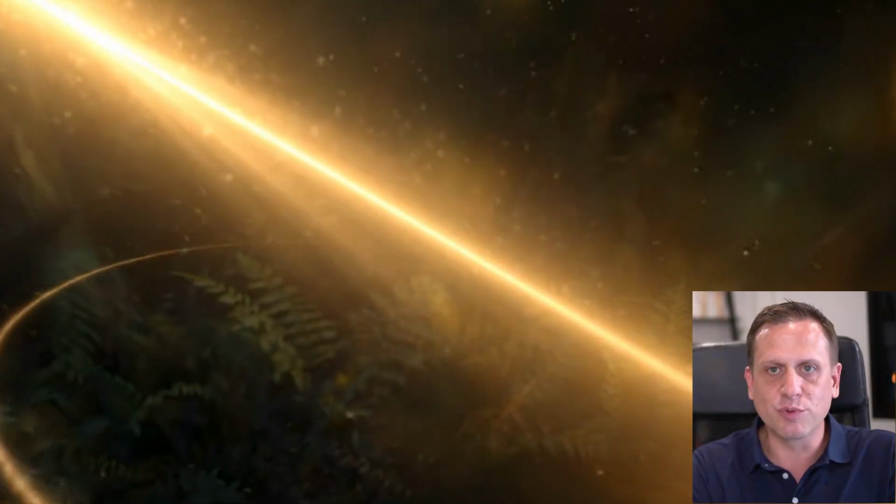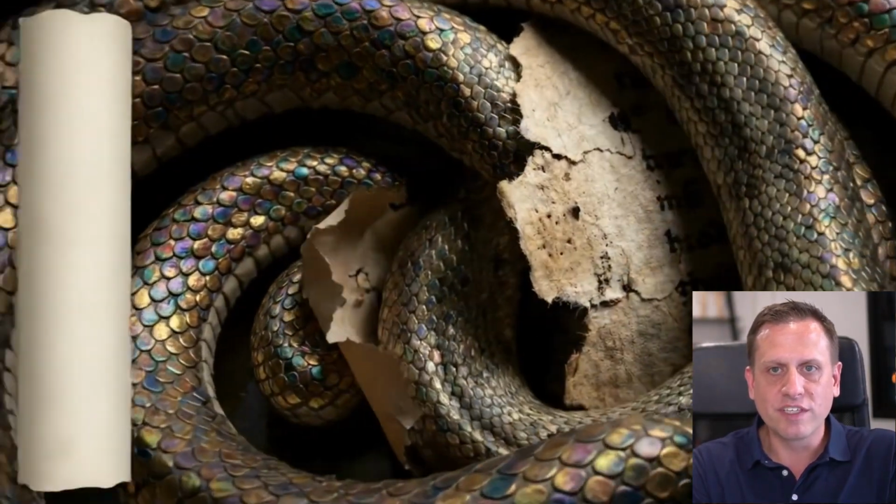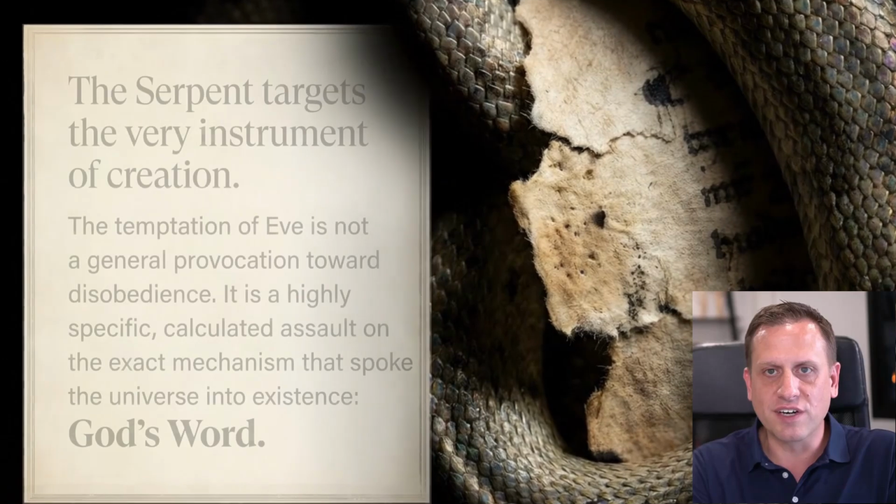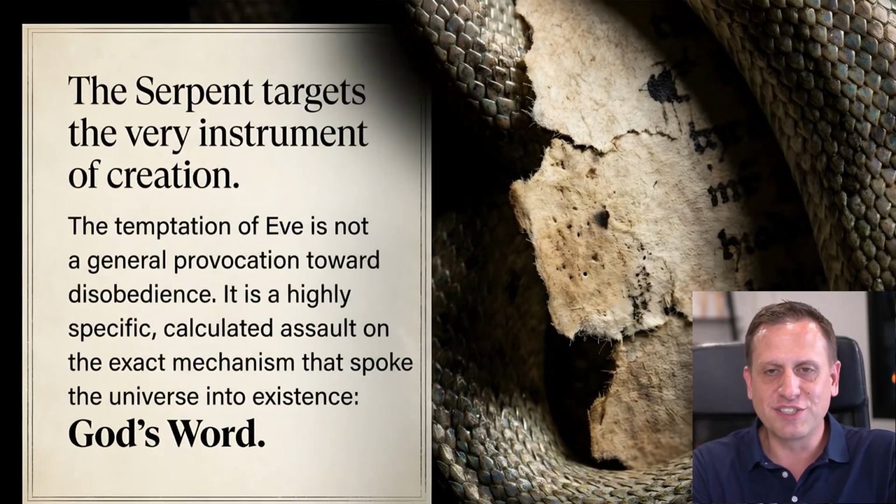But look what happens when we move into Genesis 3. When the serpent enters to tempt Eve, notice his target. It's not just a generic nudge toward breaking a rule or doing something bad. It's a really specific, calculated assault on the exact mechanism that spoke the universe into existence in Genesis 1, God's word. The serpent understands that if God's word created and structures reality, the only way to disrupt creation is to attack the instrument that made it.